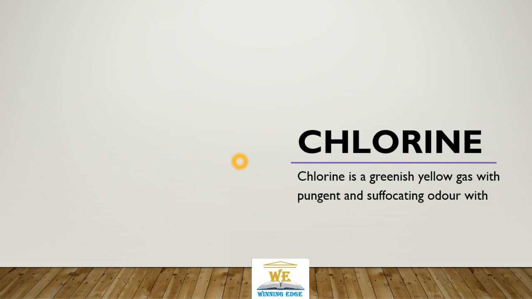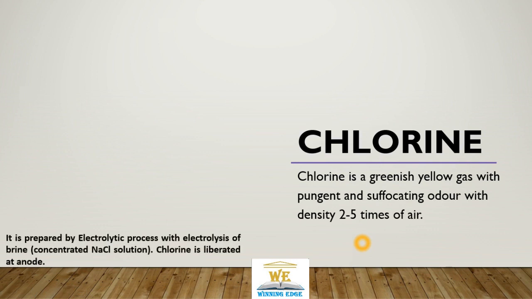Chlorine. Chlorine is a greenish yellow gas with a pungent, suffocating odor, and 2.5 times denser than air. It is prepared using an electrolysis process.